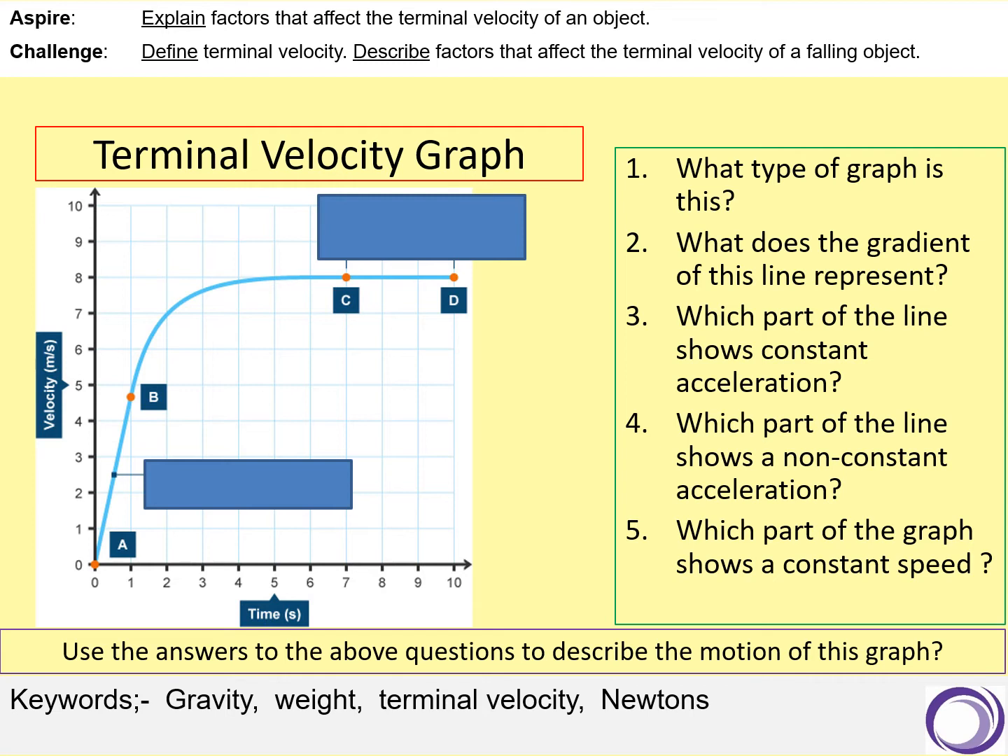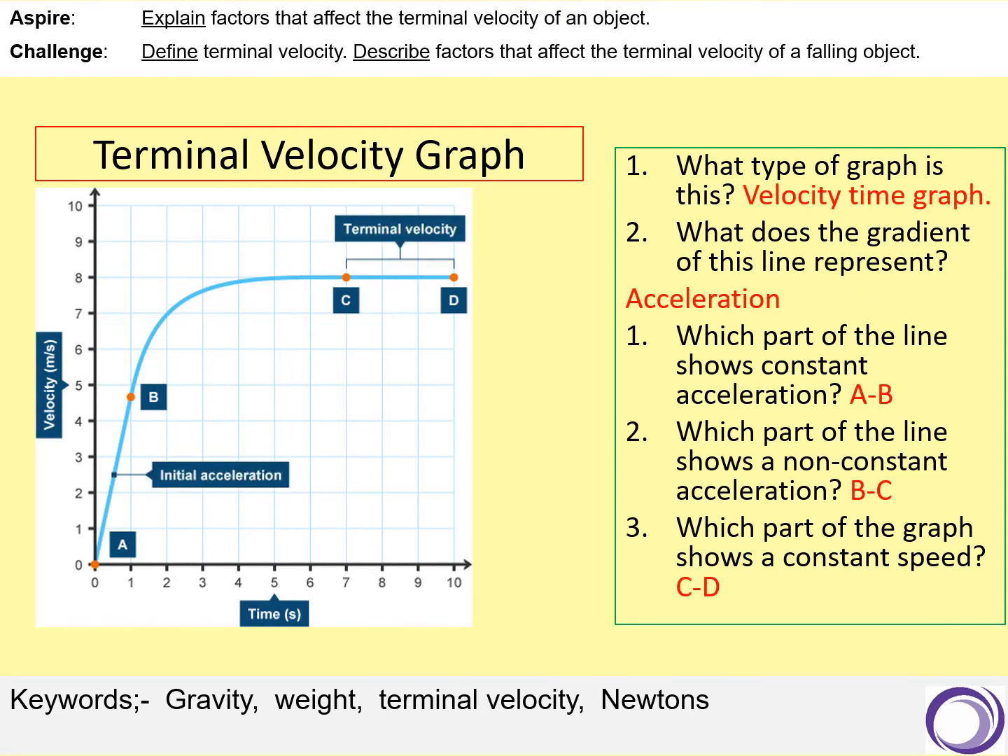Okay, let's go through some of these answers. So it's a velocity time graph. You can find that out by looking at the y and x axes there. The gradient of the line shows acceleration on this type of graph. So where is it showing constant acceleration? That's when the gradient is at a constant increase. So that's A to B.